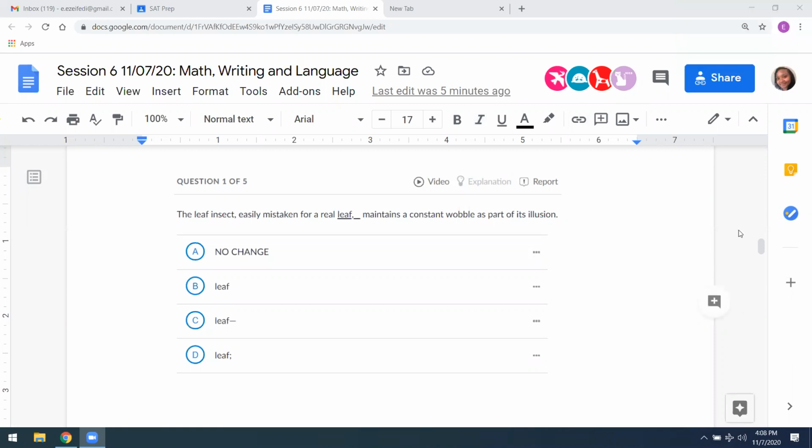Yeah, sure. The reason why I picked A was because I always know there's this rule that if it's a comma, you can also disregard what's between the two commas. So you can read the sentence all by itself without the words in between. So here, you don't really need to say easily mistaken for a real leaf. And also that description is basically only describing the leaf insect, so it doesn't really have to be part of the sentence. That's why I picked A.